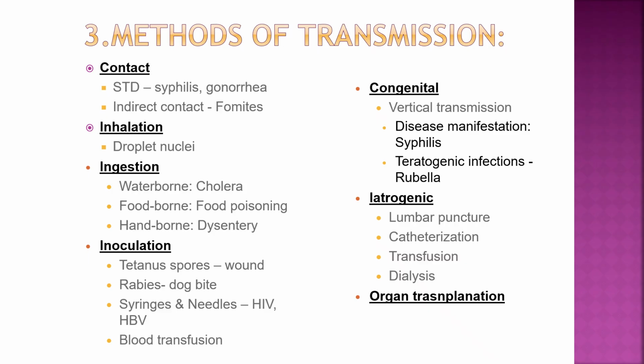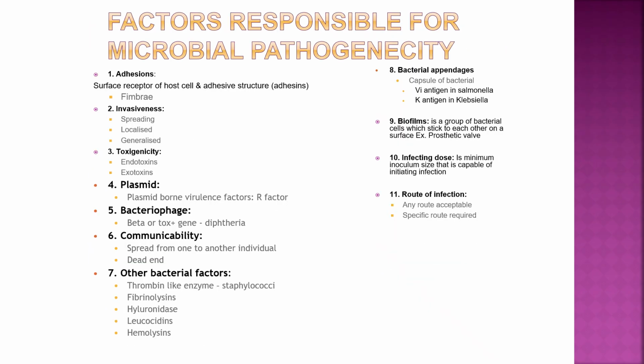Methods of transmission: contact, like sexually transmitted diseases like syphilis, gonorrhea. Indirect contact can be fomites, inhalation, droplet nuclei, ingestion, waterborne like cholera, foodborne, food poisoning, handborne, dysentery, inoculation, so tetanus, rabies, syringes, needles causes HIV, hepatitis B, hepatitis C because of the blood transfusion. Then congenital, it can be vertical transmission, syphilis, rubella, or iatrogenic can be because of the lumbar puncture, catheterization, transfusion, dialysis, or organ transplantation.